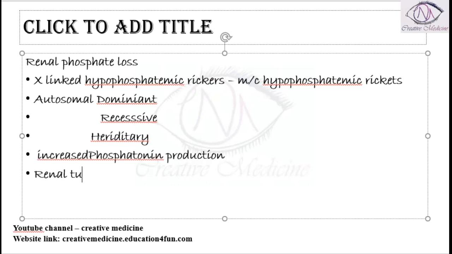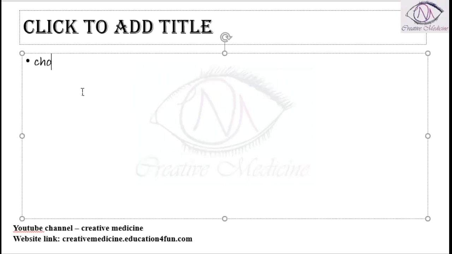Normally, cholecalciferol in the liver forms 25-hydroxy vitamin D3 or 25-hydroxycholecalciferol. This 25-hydroxycholecalciferol in the kidney forms 1,25-dihydroxy vitamin D3 or calcitriol. This will act on the vitamin D receptor.